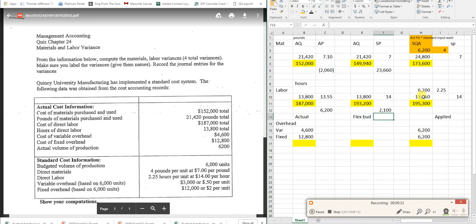Or you can look at it this way. This is how many hours I should have taken. I only took 13,800, so I have favorable.